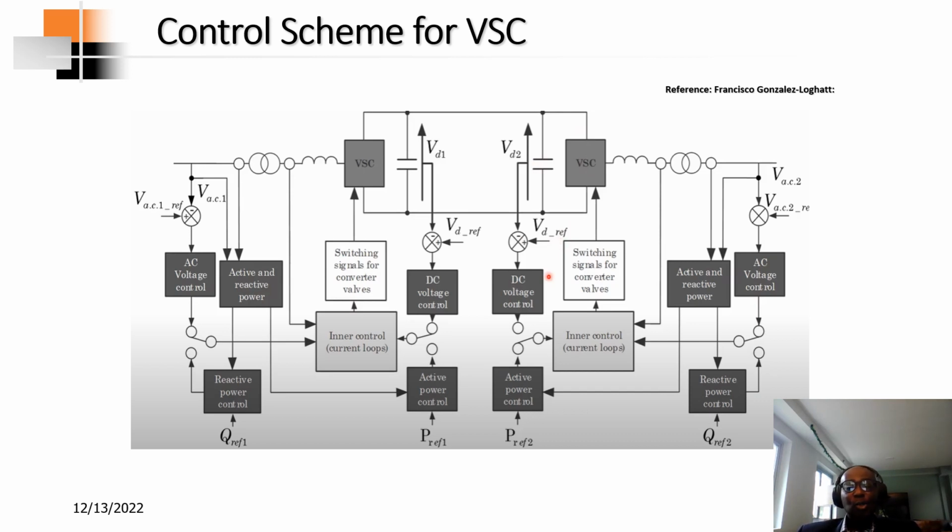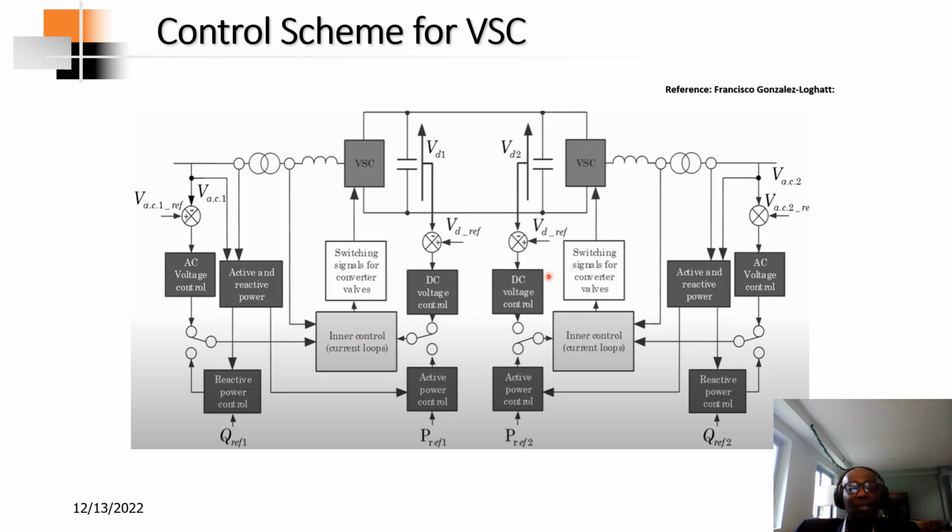Now let's talk about the control scheme for the voltage source converter. This is the general control scheme that we have. You have a voltage source converter here, and another one over here. Let's say one is operating as a rectifier and the other as an inverter. You can have AC voltage control and reactive power control over here, and DC voltage control and active power control.